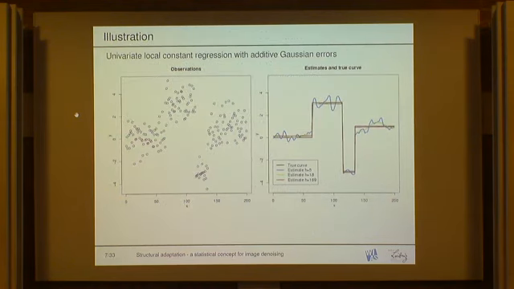Okay, just a short illustration. Here we have observations of a univariate regression function, local constant. The estimates that we get.